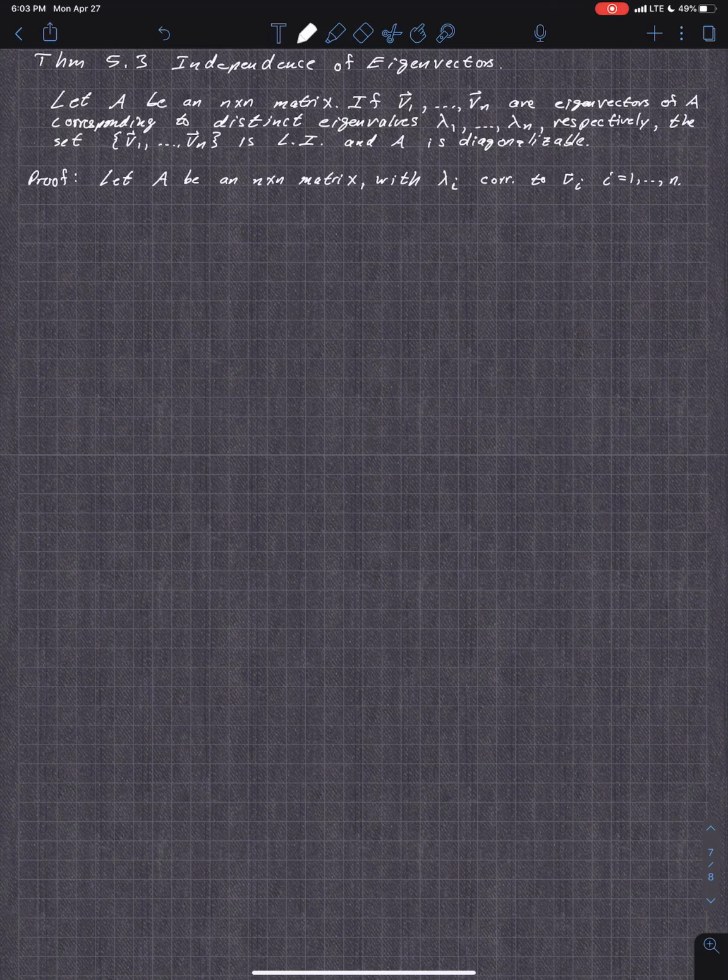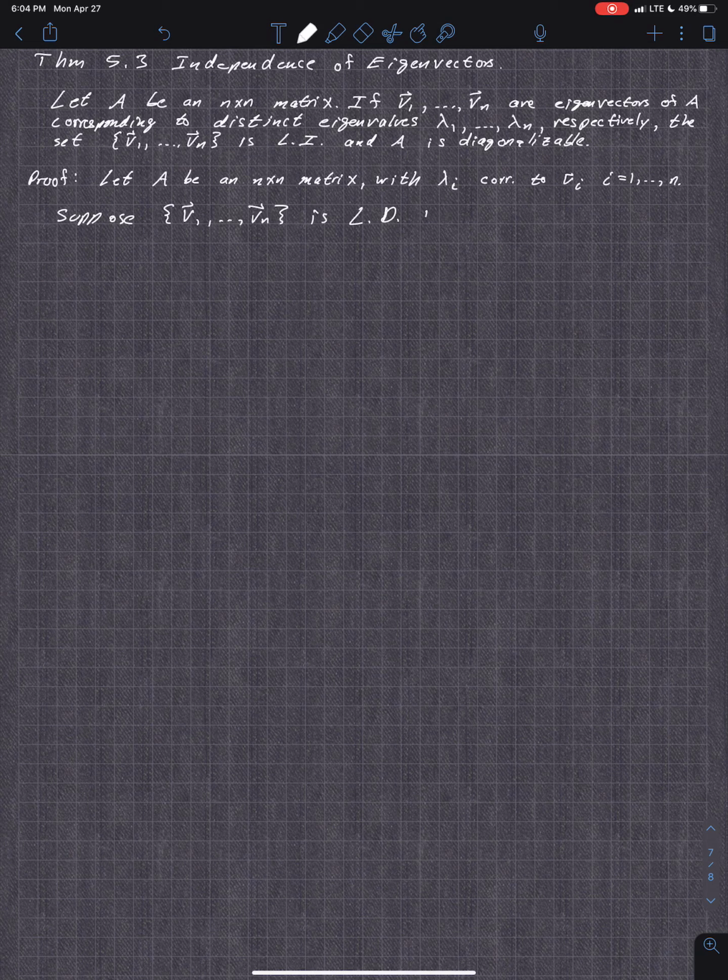What we're going to do is first suppose the opposite. So suppose that the set v1 to vn is linearly dependent. Linearly dependent means they're not independent; you can write one of the vectors as a combination of the other vectors. That's the main idea.